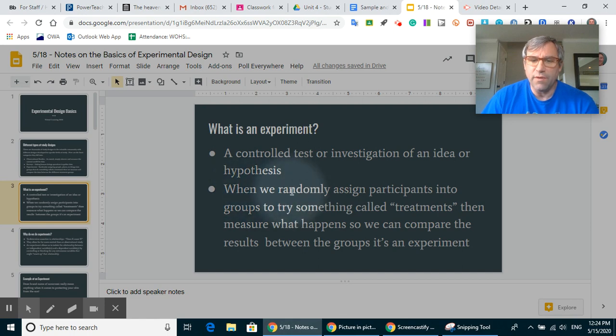It involves randomly assigning participants into groups to try something we call treatments, and then we measure what happens so we can compare the results between the groups. That's what you do when you do an experiment.